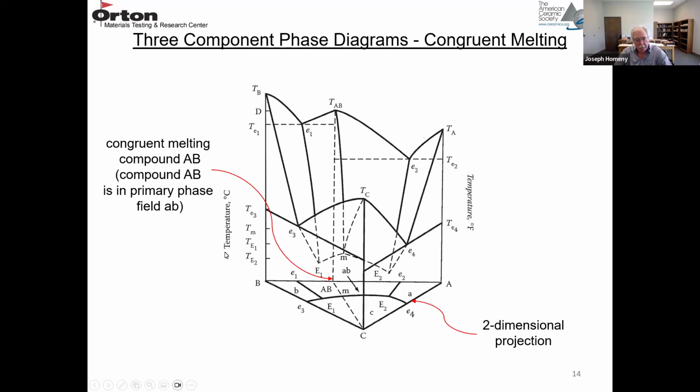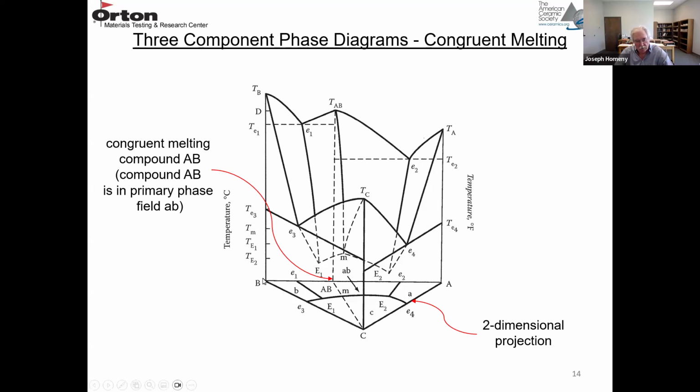So this is a three-dimensional diagram with a congruent melting compound AB. So AB is over here. So here's B, C, A, and then this compound AB. It turns out that AB is in the primary phase field of AB, so it's a congruently melting compound.